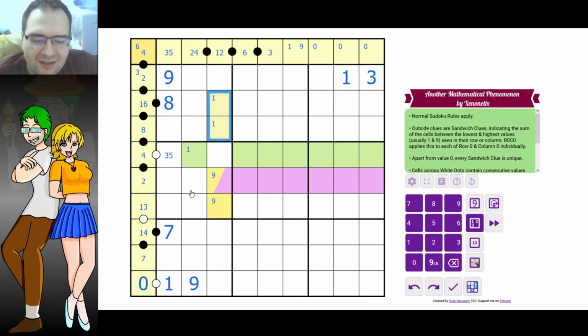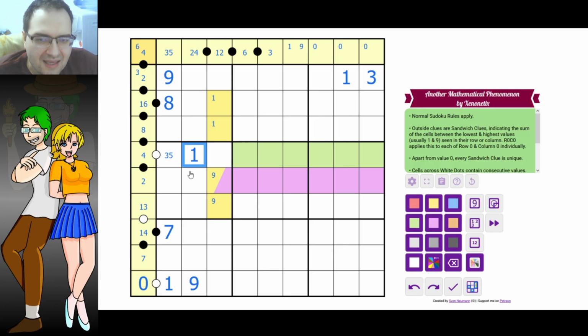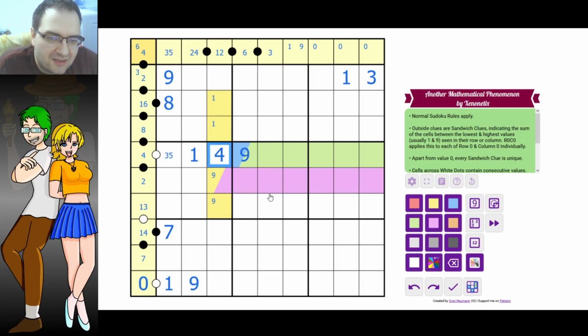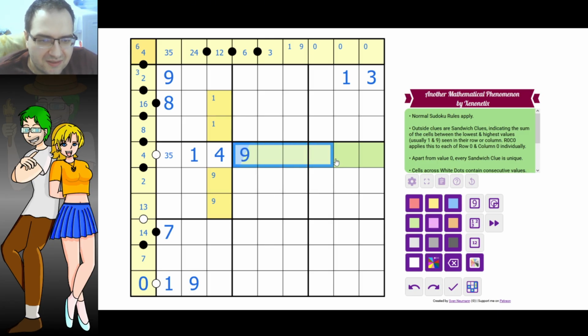Ah, I see now. Because for the 24, the 1 had to be there. So this is the 1. And because of the 4, yeah, now this has to be the 9 and... nope, that's wrong. This has to be the 9. This has to be the 4. Like that. I need to remove the purple. Now the green. Ooh, okay. Okay, that's good.